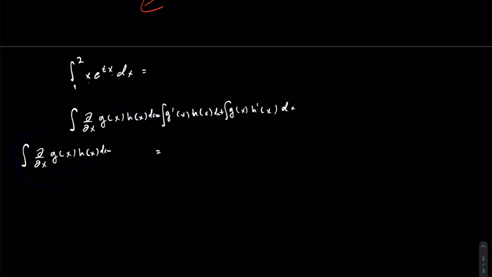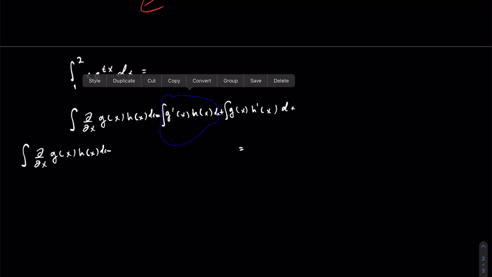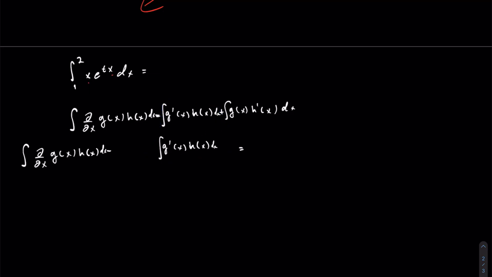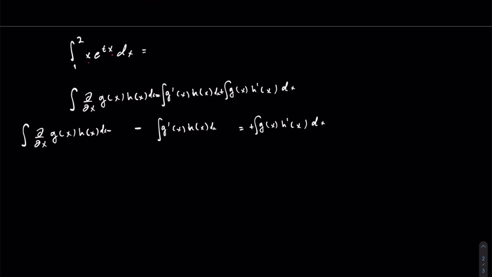I think it's easier if we copy this, duplicate this. I'm going to make some space here and move this part here. Then we'll have a minus sign. It's a plus sign there. This is it. And this is where the integration by parts formula comes from.